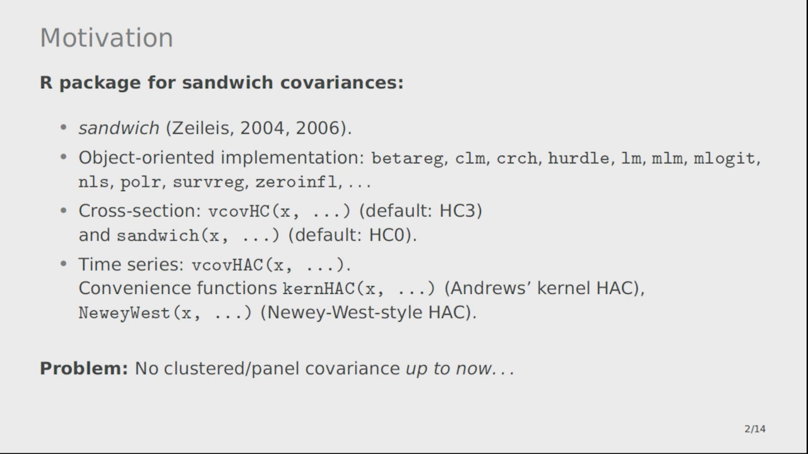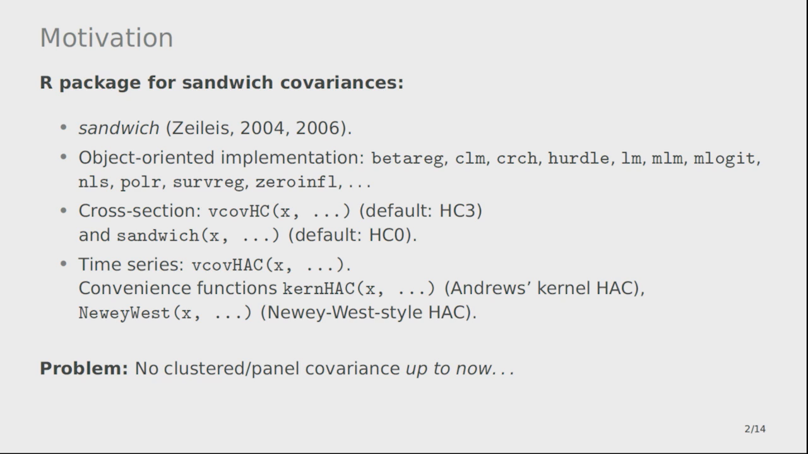There already are a couple of packages where various types of sandwich covariances are implemented. A standard R package is, for example, the sandwich package that calculates standard sandwich estimators. The sandwich package provides an object-oriented implementation for the building blocks of the sandwich, which we will discuss later on in more detail, and model classes providing the necessary building blocks include, for example, betareg, clm, survreg, hurdle, among many others.